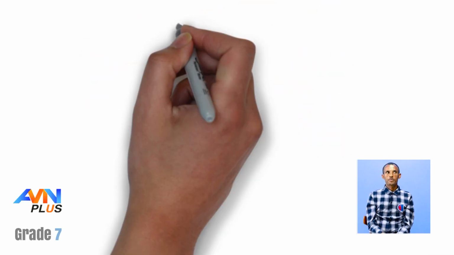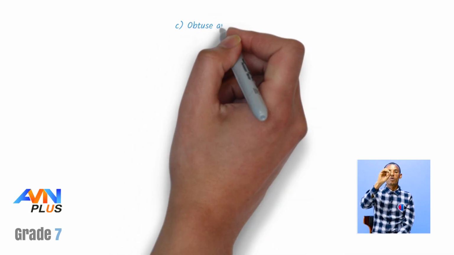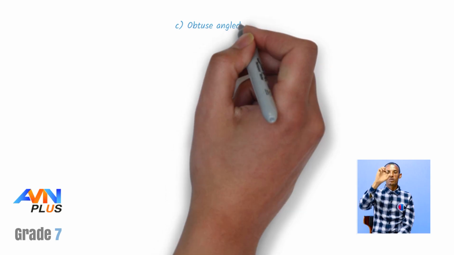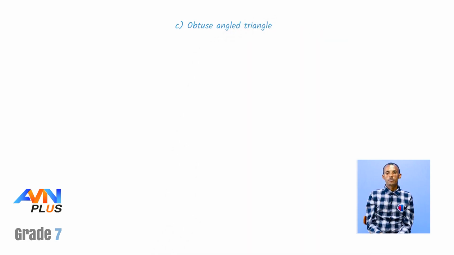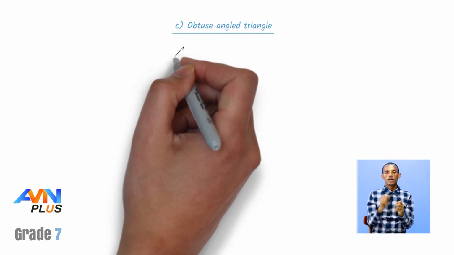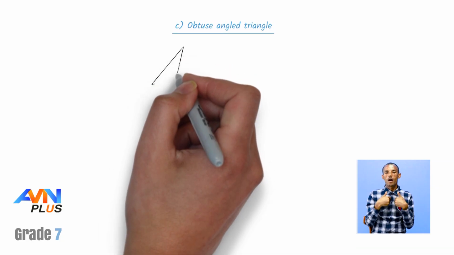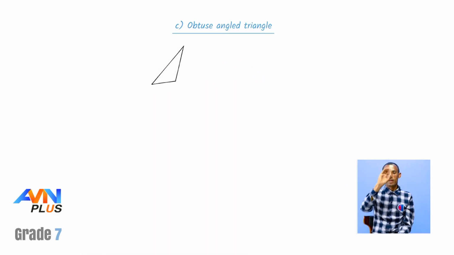Obtuse angled triangle. In this case you have such a triangle, it's obtuse. One of its angles is greater than 90 degrees. Such a triangle we call an obtuse angle triangle. Assume this one is A, B, C.